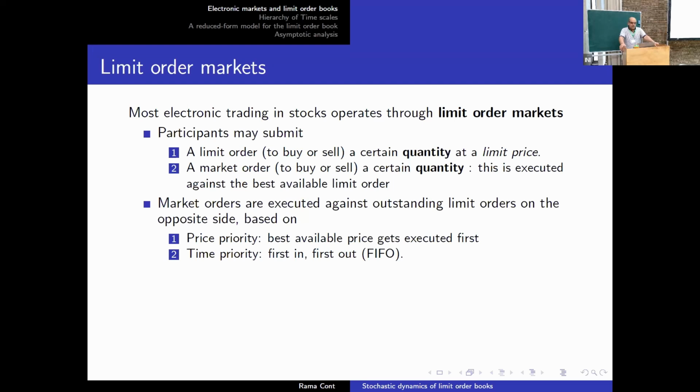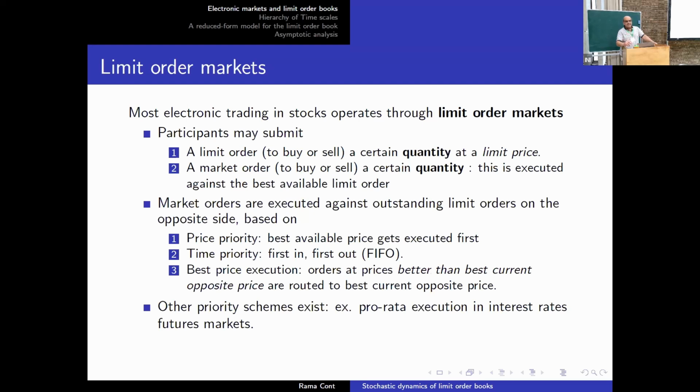And so there are three rules in the execution of these orders. First is price priority. If I'm willing to buy at a higher price than you, my order gets executed first. So this means that there are queues at different prices, but they're ordered in price, and there's a spatial index, which plays a very important role, which defines the priority. Then there's time priority. At a given price, the order which arrives first gets executed first. That's the first in, first out rule. And then the third rule is best price execution.